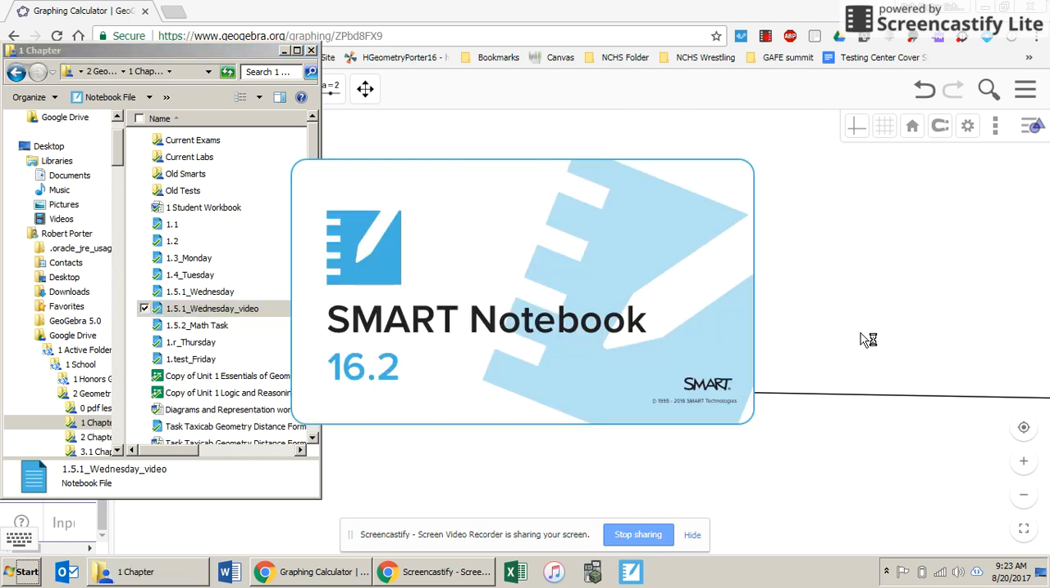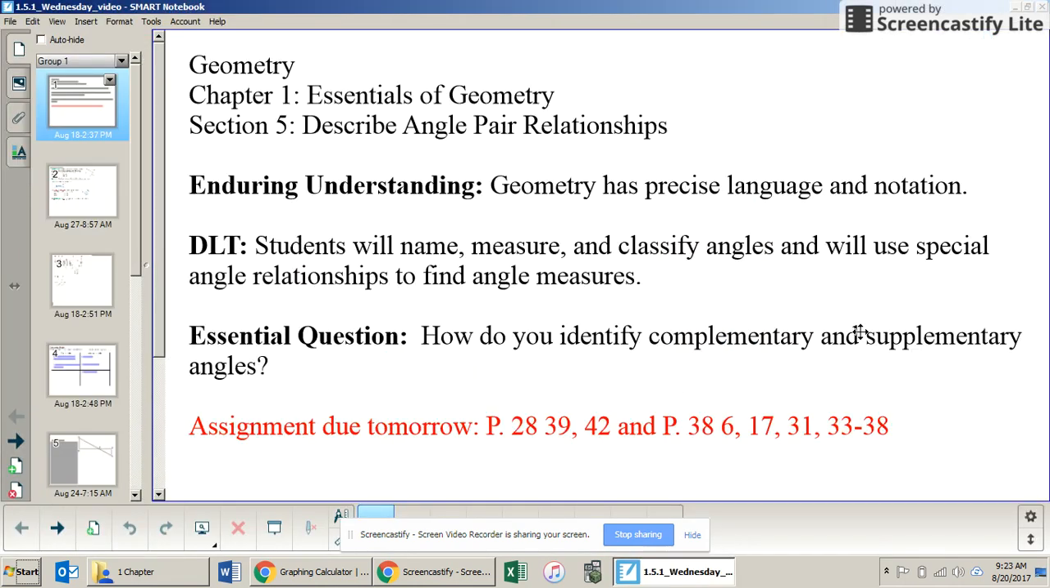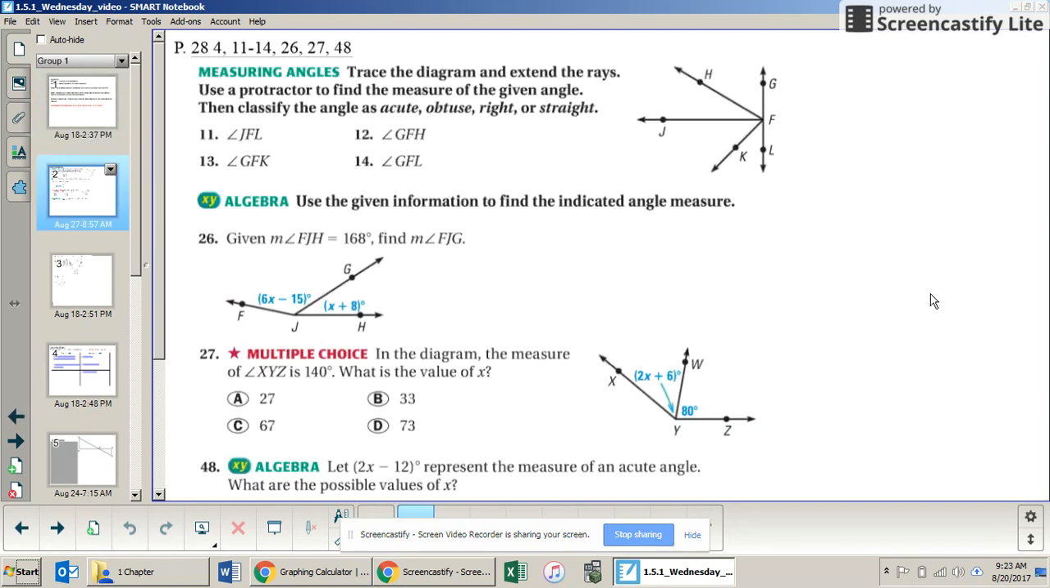Welcome to our Wednesday lesson. Today, we're going to be talking a little bit about what we can and cannot assume from a diagram, and we're going to be talking about special angle pair relationships. Sorry I can't be there today, but hopefully this video will help you out.